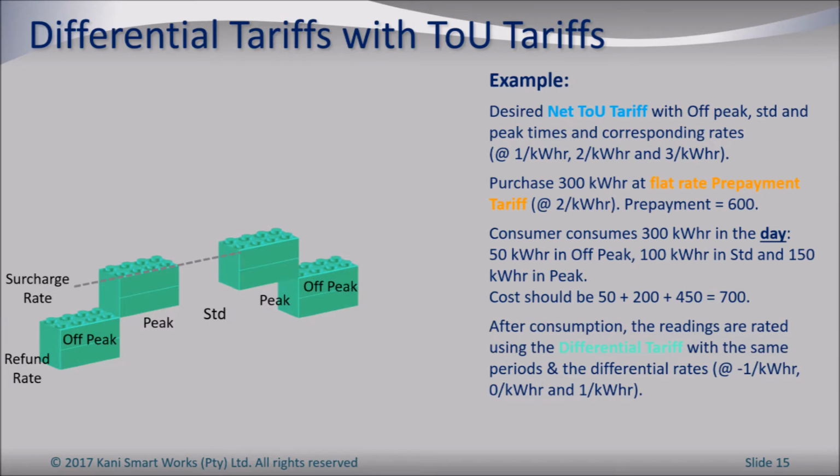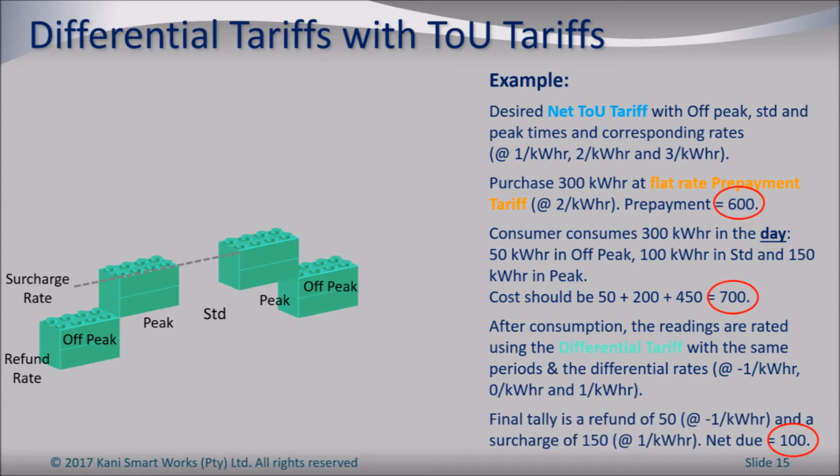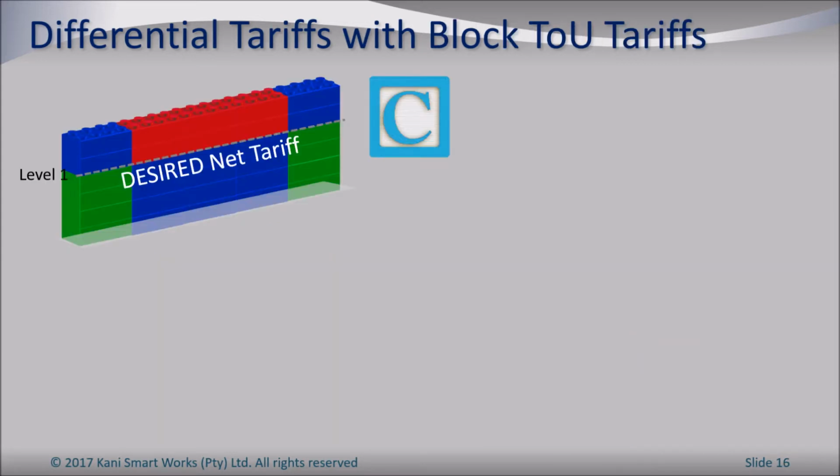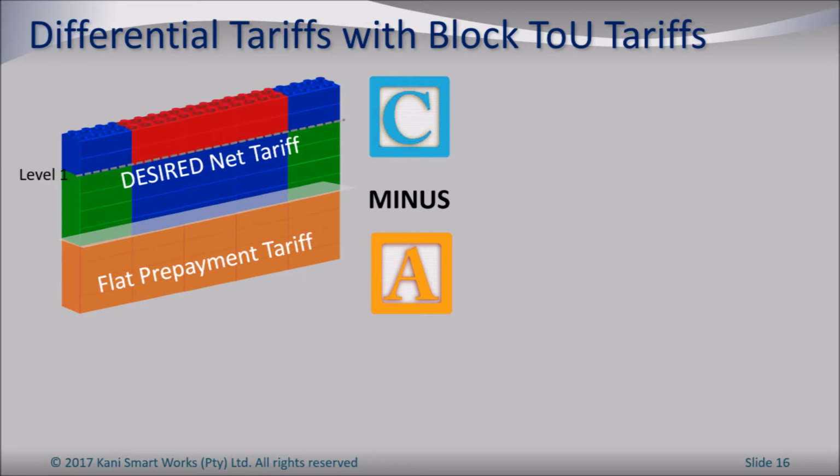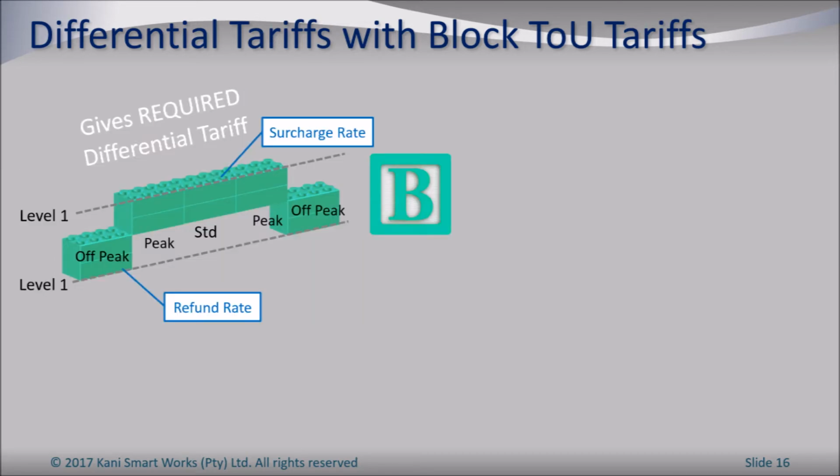After consumption, the readings are rated using the differential tariff with the same periods and the rates of -1, 0, and 1, which are the differential rates. The final tally is a refund of 50 at the -1 per kWh rate and a surcharge of 150 at the +1 per kWh rate, the net due being 100. The same can be done with the block time of use tariff C. If we subtract from that the flat prepayment tariff A, we get the desired differential tariff B.